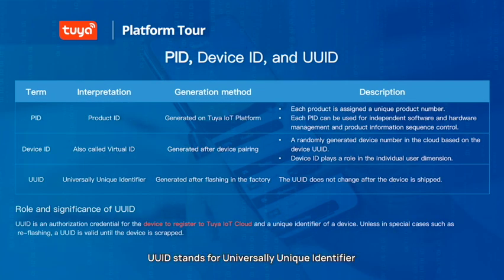UUID stands for Universal Unique Identifier. The term UUID is commonly used in hardware products. Once the device is manufactured and shipped from the factory, the UUID will remain unchanged. If the device is activated repeatedly or used by different users, the device will have different device IDs. However, the UUID is always the same. Tuya IoT Cloud uses UUID to verify devices and assign the device IDs.